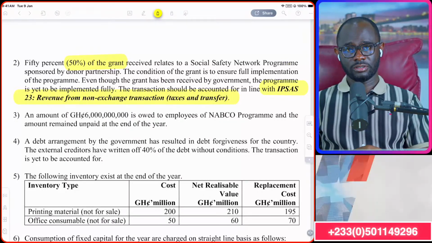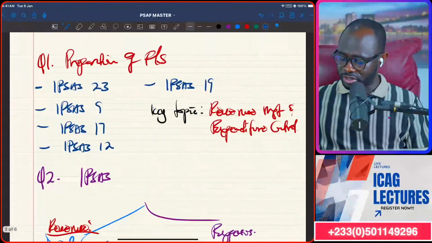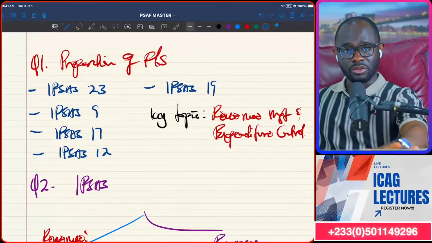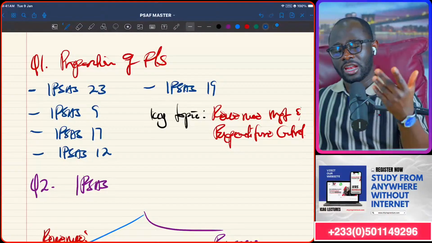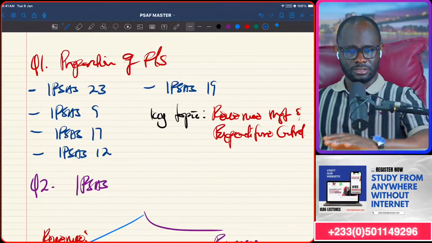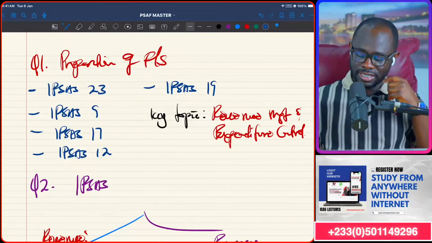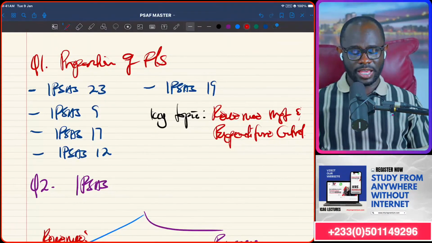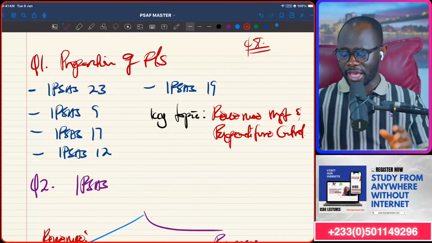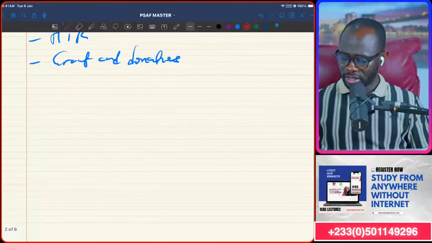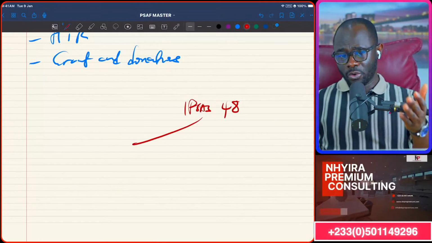And that was what I was telling you earlier, that when it comes to the preparation of the financial statement, IPSAS 23, IPSAS 9, those revenue standards will be coming in. Now remember that this is your last time of seeing them, because from next year, effective January 2026, IPSAS 48 is coming to town, and IPSAS 48 is going to replace 3 different IPSAS.